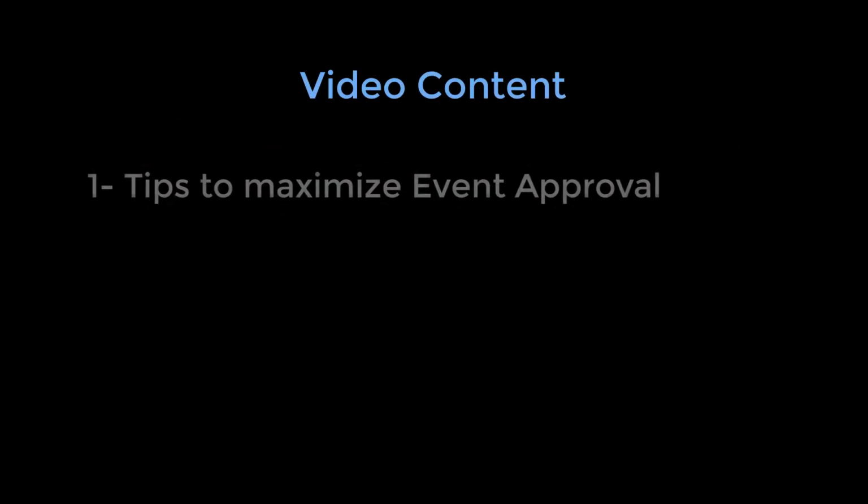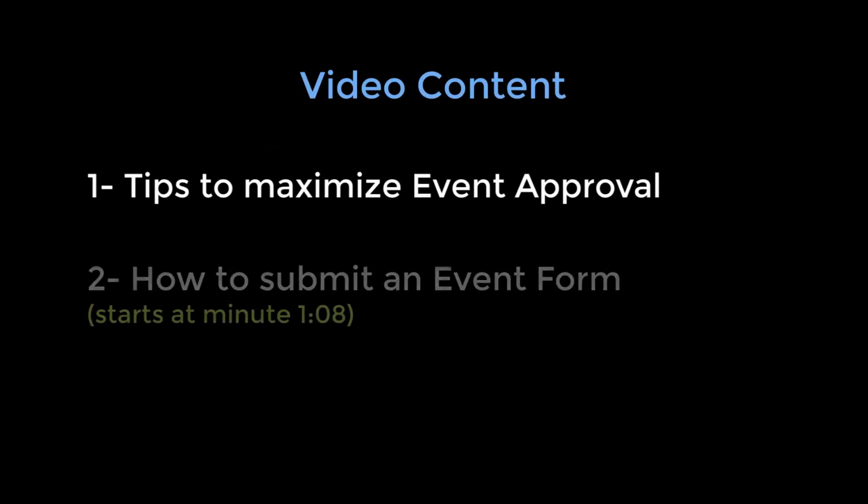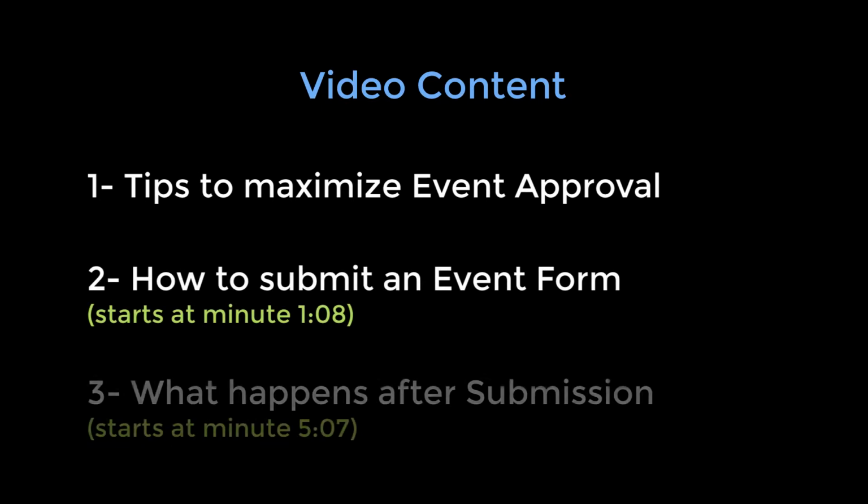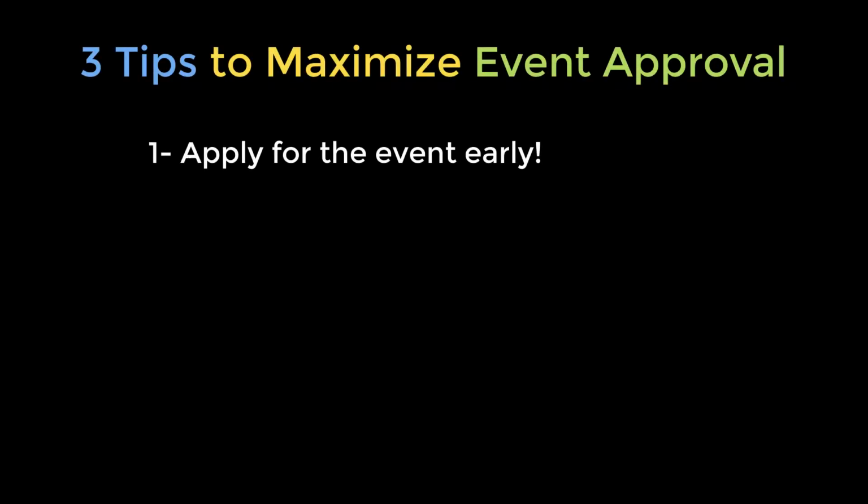This video provides tips to maximize event approval, explains how to submit an event form and what happens after submission. The first tip is to apply for the event early, at least 2 to 3 weeks before the event, giving the university enough time to process and review your event request.